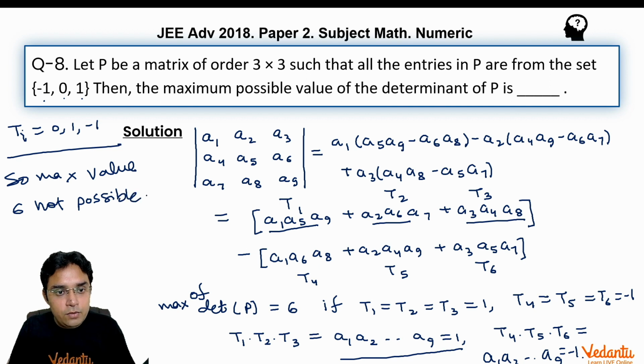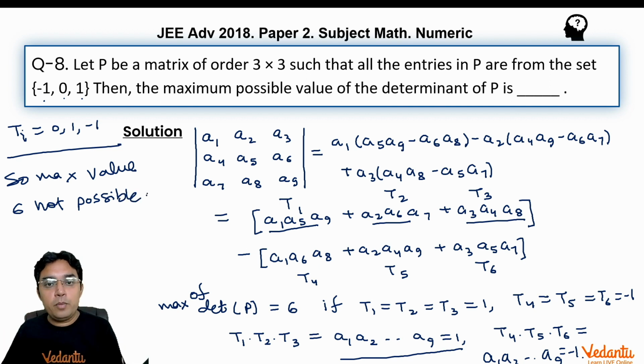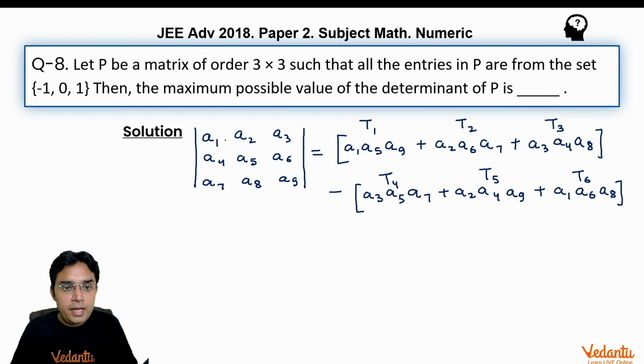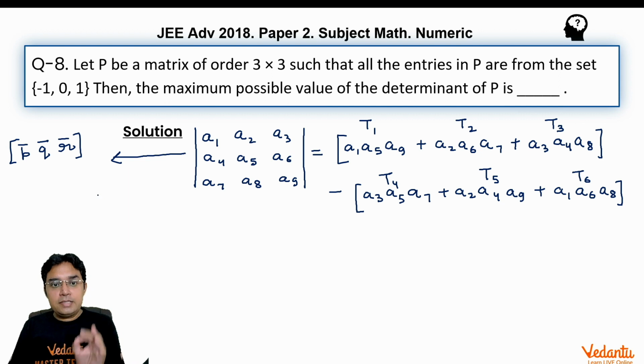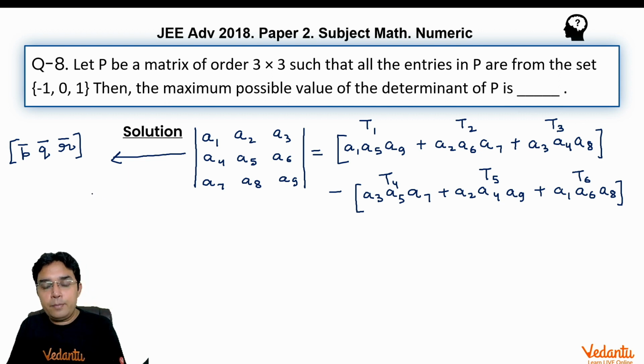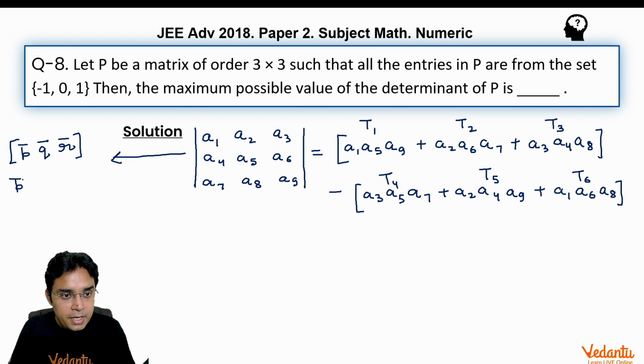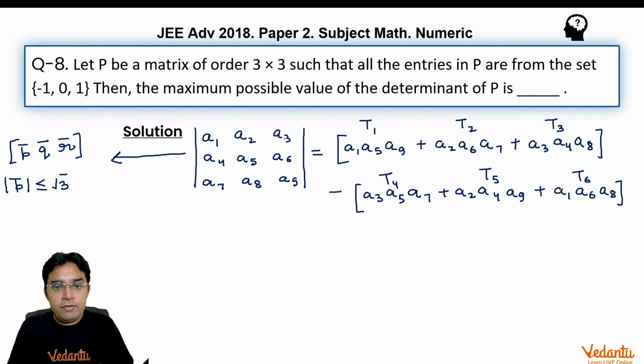Okay, I will tell you another way why it cannot be equal to 6. Let us see. We can assume this determinant to be scalar triple product of 3 vectors, let us say P, Q and R, where this vector P is A1 i cap plus A2 j cap plus A3 k cap. Then magnitude of P we can write as less than or equal to √3 because its magnitude will be maximum if A1, A2, A3 all are 1 or -1. Similarly, mod of Q will also be less than or equal to √3.